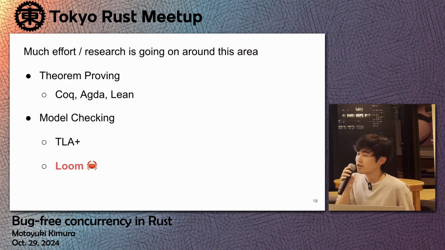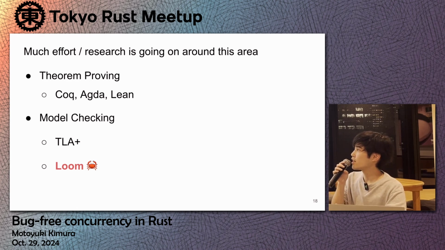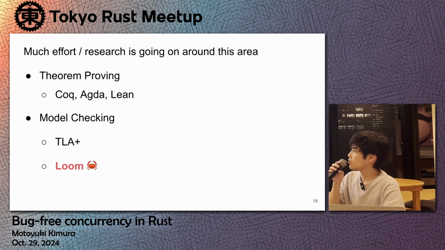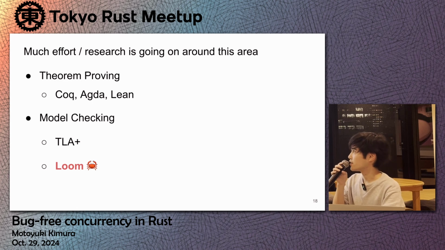On the other hand, model checking is another way, which tries to translate the program into another sort of state transition graph, and then explore all possible execution states. So tools like TLA Plus or Loom, which I'm going to talk about today, are considered model checking.